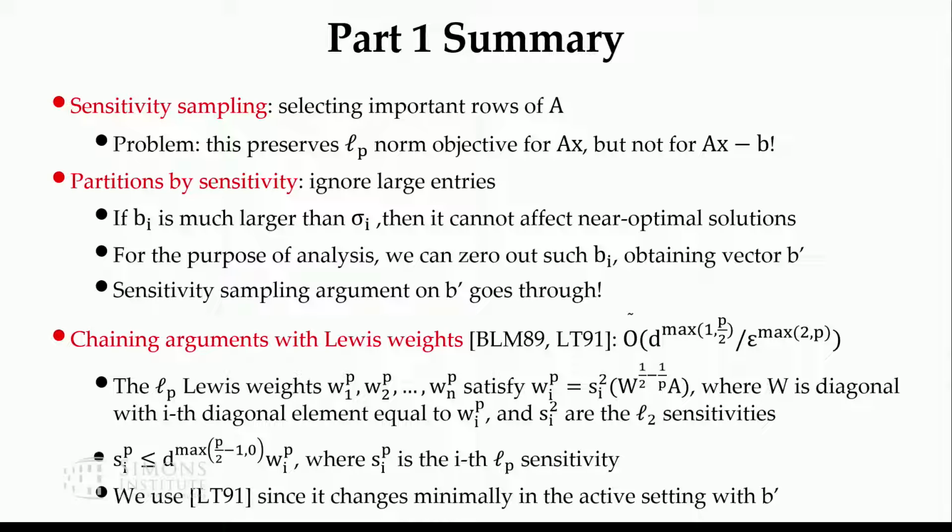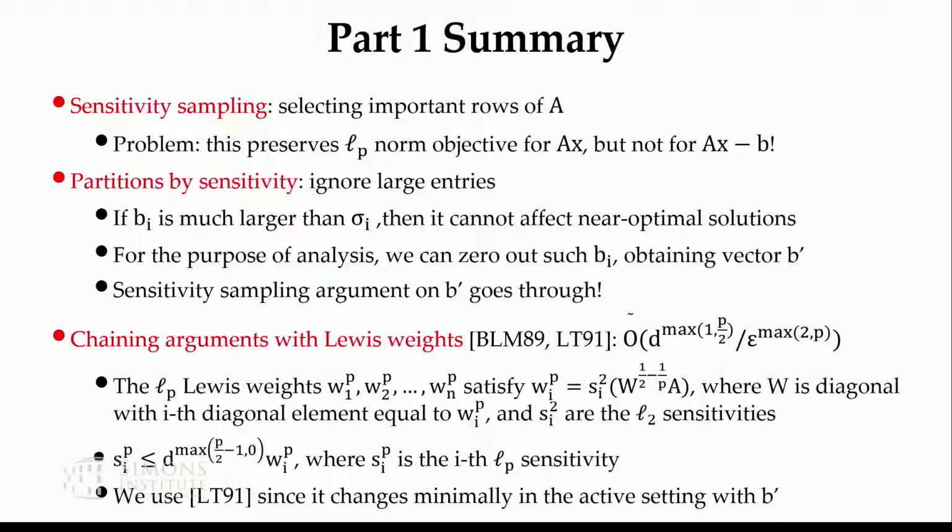And they're related to sensitivities. There are nice relationships. The ith sensitivity, which I'm writing here as s_i^p, but it's still the same sensitivity that we had before, with respect to the p-norm is at most d to the max of p over 2 minus 1 and 0, times the ith Lewis weight. So when p is less than 2, the Lewis weights upper bound the sensitivities. Otherwise, there's some poly d loss.